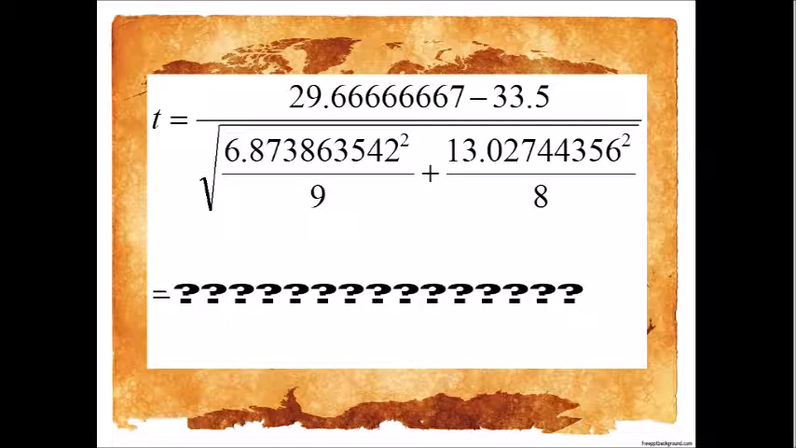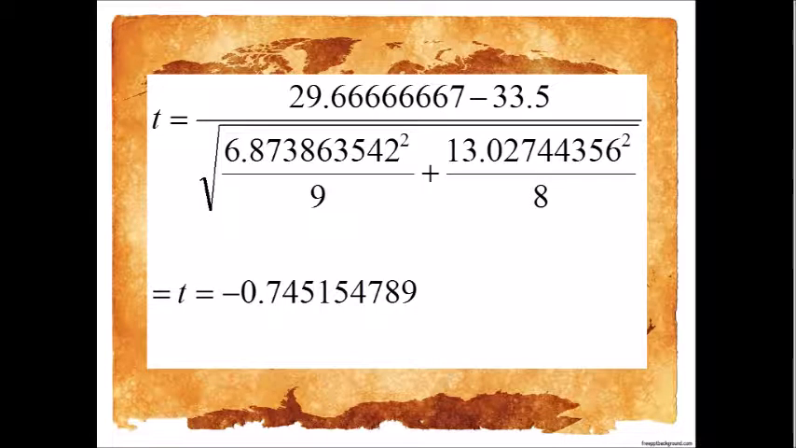Then proceed to the t-test and equal variance formula for independent sample. Here, we substituted every given to get the result, which is t is equal to 29.666667 minus 33.5 over the square root of 6.8738635542 squared over 9 plus 13.027444356 squared over 8. Therefore, t is equal to negative 0.745154789.